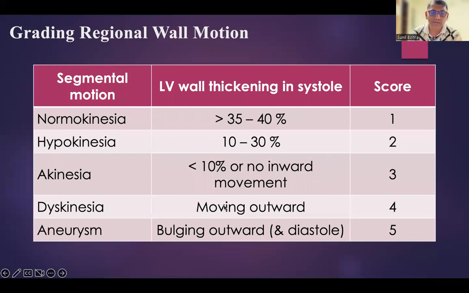And in systole, if the wall segment is moving outward, that is away from the center line, then that segment is a dyskinetic segment and a score of 4 is given. And if it is bulging outward during both systole and diastole, then that segment is an aneurysm and we give a score of 5.